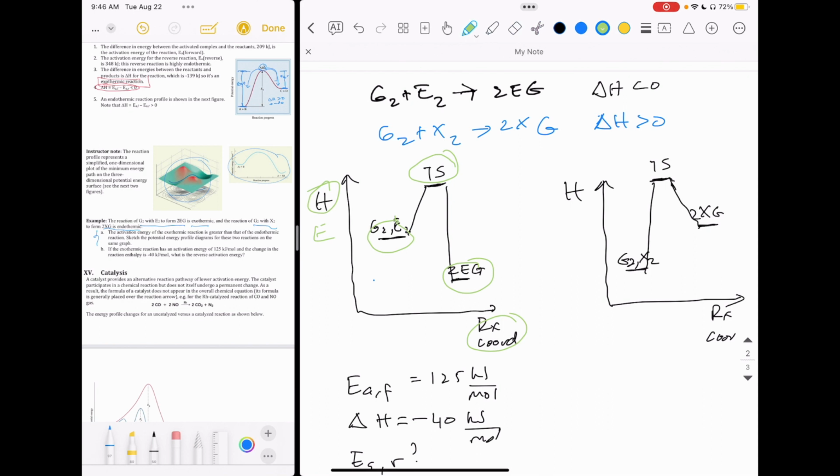For the endothermic reaction, you just need to flip the relative position of the reactants and products to make the product now less stable than the reactant, and then you'll have the same components for all the other parts.